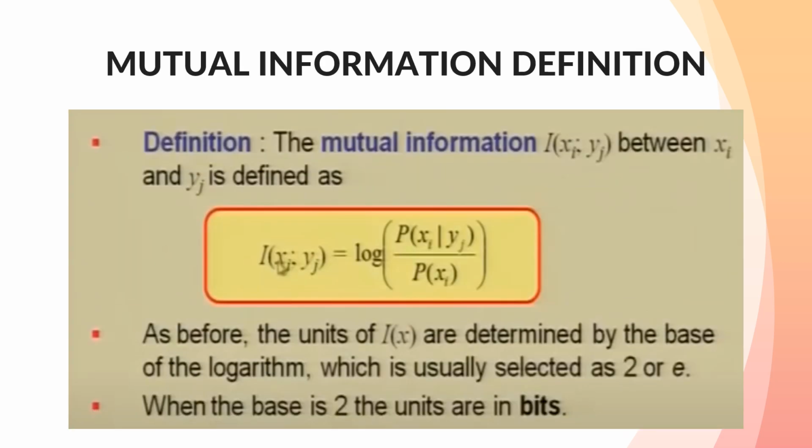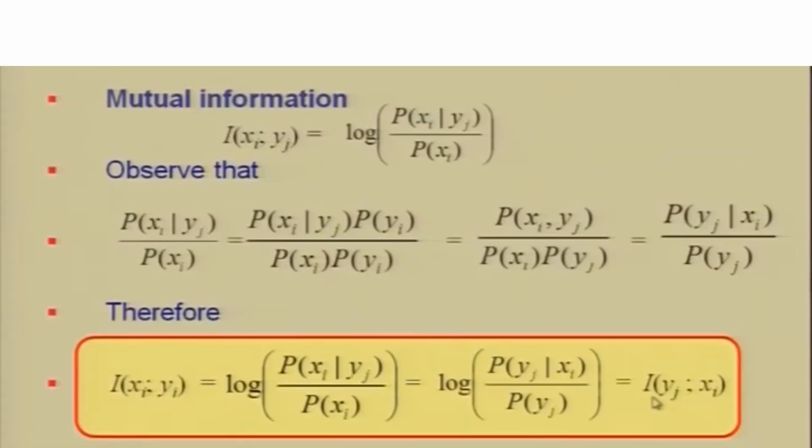Now, mathematically, mutual information is represented as I of xi semicolon yj, that is, I of xi, yj is given by log of probability of xi given yj, which is nothing but conditional probability, divided by probability of xi. Here also the units are the same as information, either bits or e. If we are using bits, then the base is 2, and if we are using natural units, then the base is e. One important property of mutual information is that it is symmetric in nature.